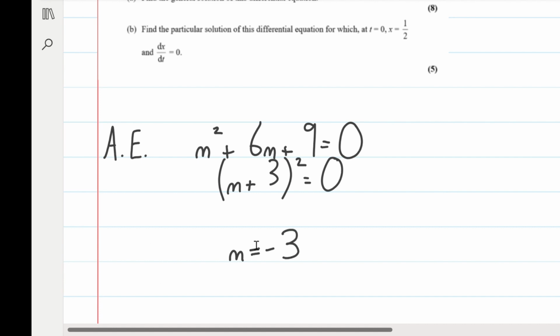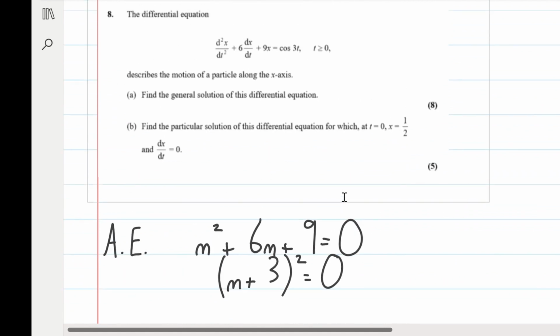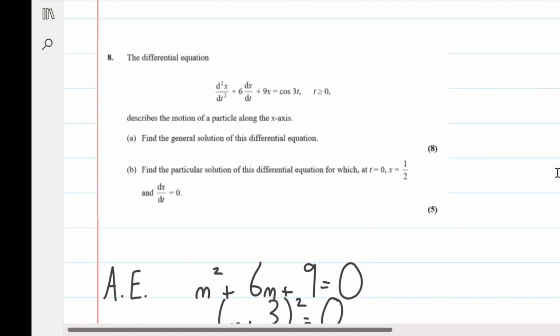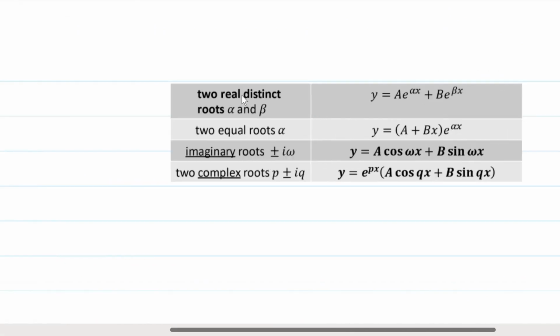Now what do we do with this? Well, there are a few different combinations of solutions you could get, and here's a nice little cheat sheet which you do need to learn. This is what we could get from the auxiliary equation, and this will be the complementary function, and the complementary function is what will be the first part of our general solution. So if we had 2 distinct roots where we have m equals, for example, 3 and 5, we would have it in this format here.